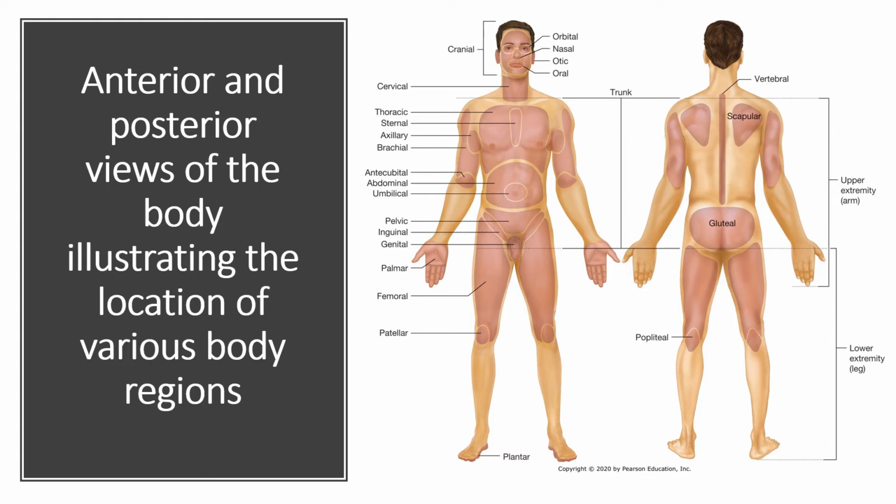So moving over to the image on the right, this is the posterior view, and we see vertebral, which is referring to the vertebra or the spine region. Scapular refers to the scapular region. We see gluteal, which refers to the buttocks, and popliteal refers to the back side of the knee. A couple other ideas you need to know are the trunk, which is pretty obvious right there what that refers to. When we talk about the upper extremities, we're talking about the arms, and we talk about the lower extremities, we're talking about the legs.